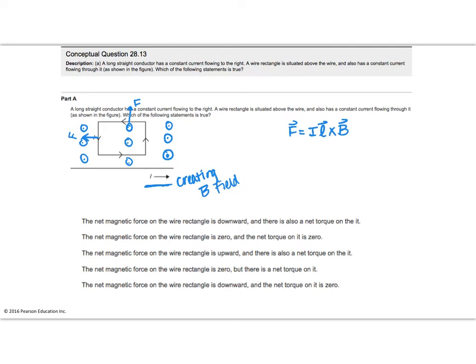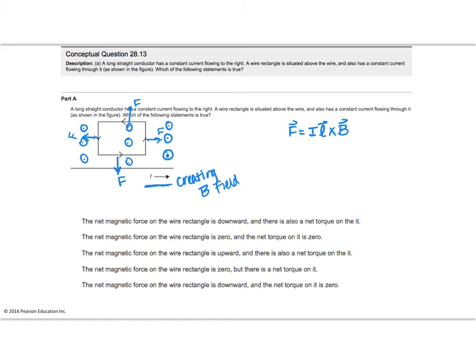I'm going to do the bottom of the loop. I'll have my fingers pointing to the right. I curl my fingers up out of the page, and my thumb points down. And then finally, I do the right-hand side. I point my fingers up, curl them out of the page, and my thumb points to the right. Now, I've drawn the direction of all the forces, but I haven't really talked about how strong they are. The forces on the left-hand side of the loop and the right-hand side of the loop are going to be exactly the same.